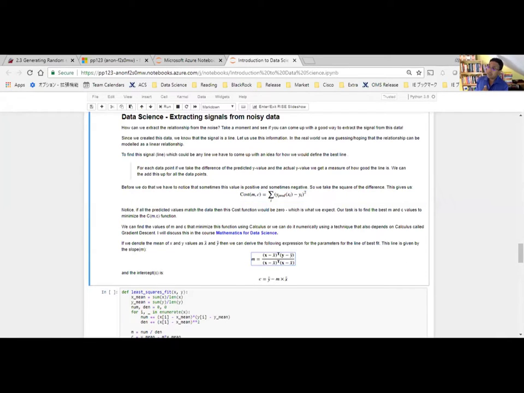Now my goal is, I chose M and C at random, 1 and 3 or 1 and 5, or whatever I chose. I change the values of M and C and try to find the best value of M and C such that my cost is minimized. Does that make sense?